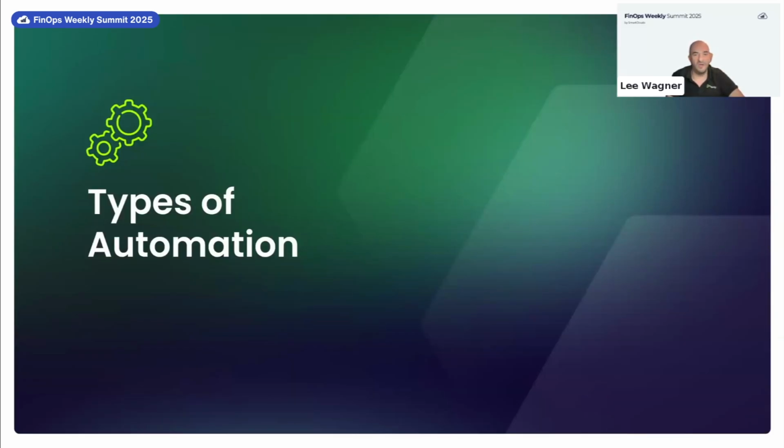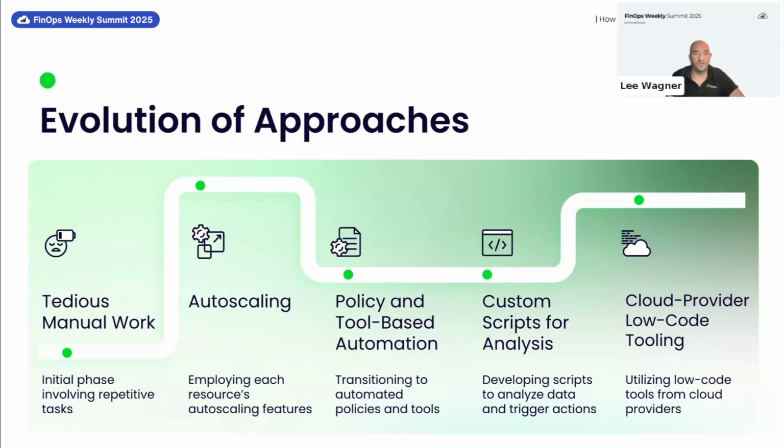So now that we have the framework, let's talk about the different types of automation and how the journey has evolved over time. What you see here is that typically, most organizations start with manual work within the cloud console. And then the first thing you would step up to is using cloud native tools, like auto scaling, for example.